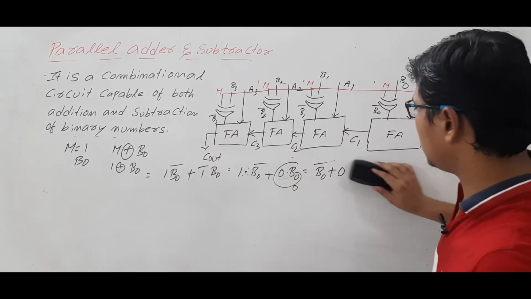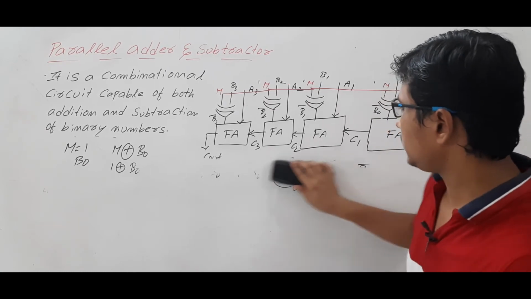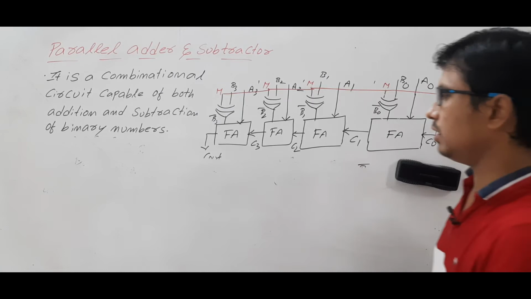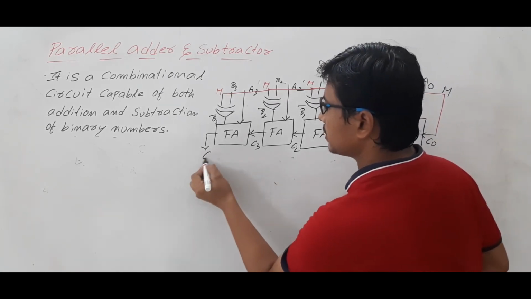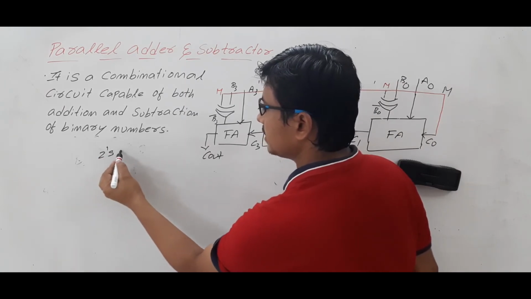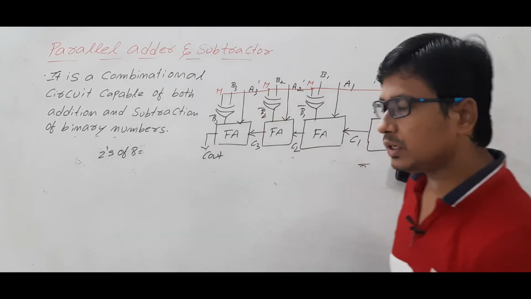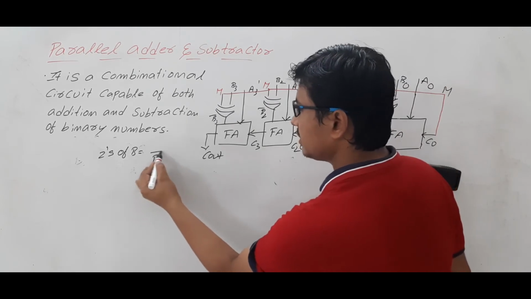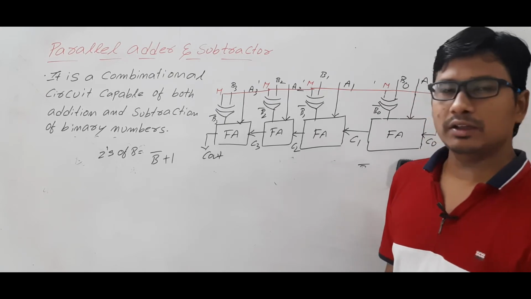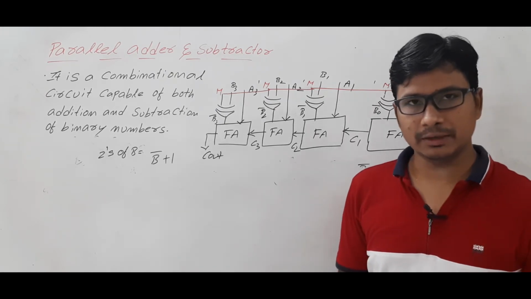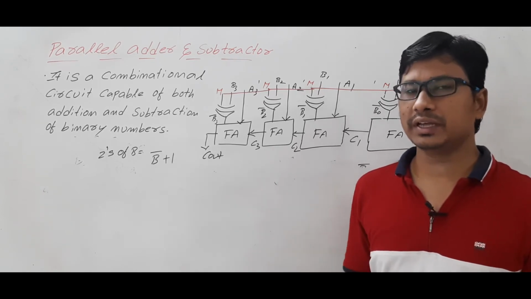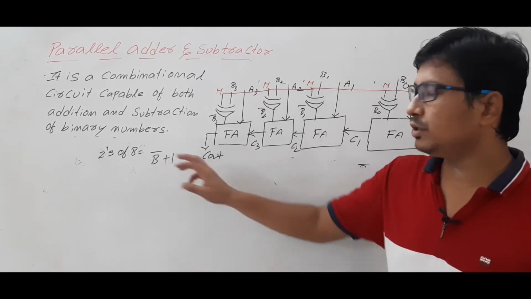Now we got the B complement, but what I said, we have to find the 2's complement for the B. 2's complement of the B is equal to 1's complement and add 1, meaning that if you want to find the 2's complement of any binary number, first you need to compute the 1's complement and add 1 to the LSB of the 1's complement. Then you will get the 2's complement.